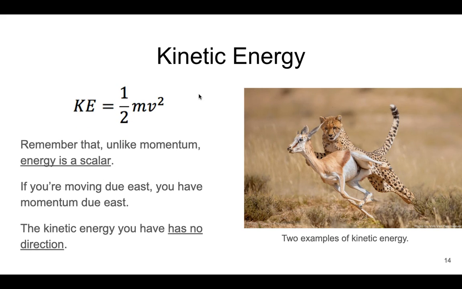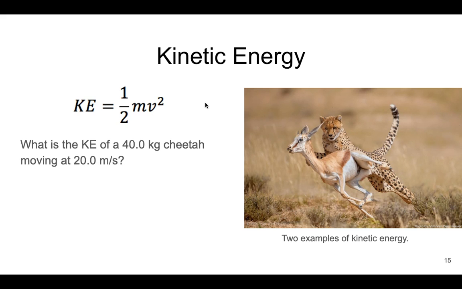So remember that unlike momentum, energy is a scalar. If you're going to the east or to the right, you have momentum to the east. But your kinetic energy in that situation is not going east, it's not going to the right. It has no direction. If we look at this picture here, we've got a cheetah chasing a gazelle or some other kind of ungulate. Both of them have mass, both of them have velocity, therefore they both have kinetic energy.